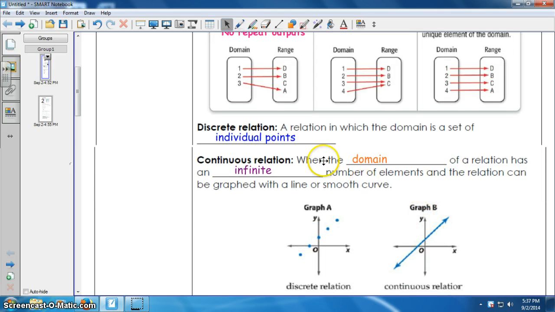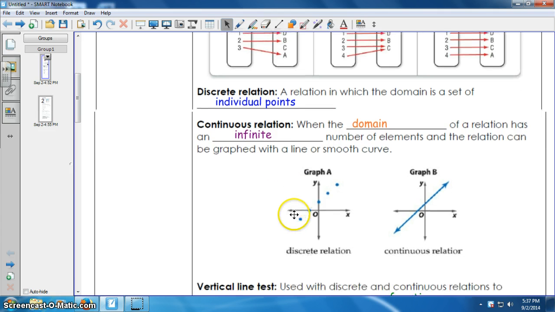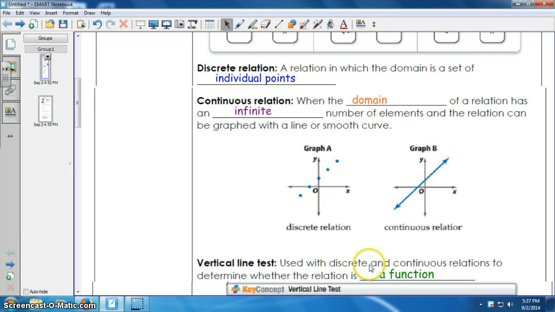Let's talk about discrete. A discrete relation is a relation in which the domain is a set of individual points. Continuous is when the domain of the relation has an infinite number of elements, and the relation can be graphed with a line or smooth curve. So here's an example. Discrete relation, so we've got some points. And then continuous relation, it's that line, infinite forever. So discrete, only specific points, kind of stops there. And then continuous, our line continues in both directions forever.